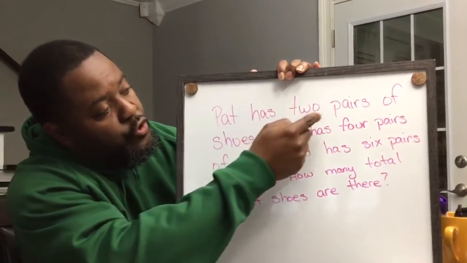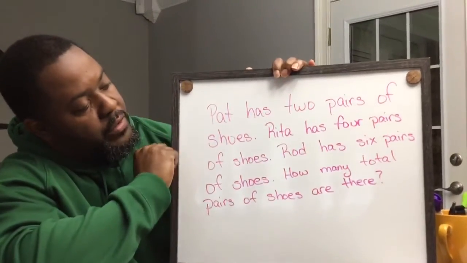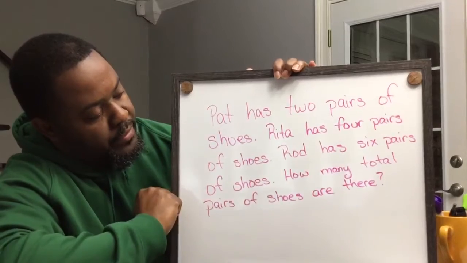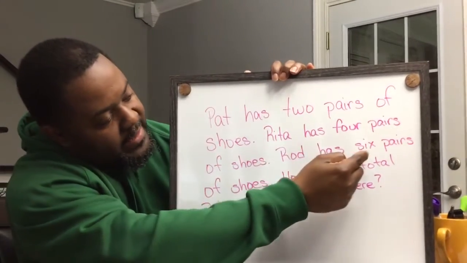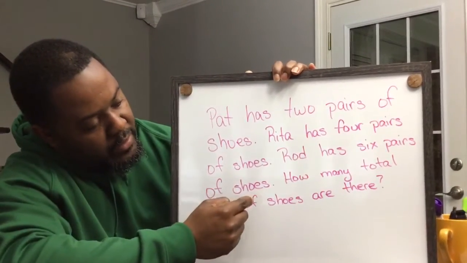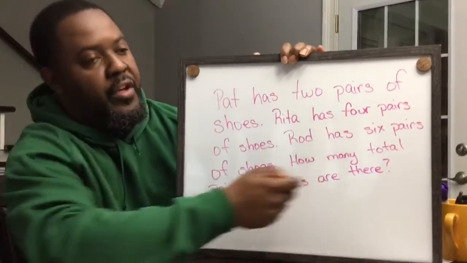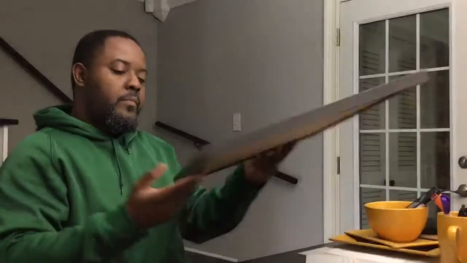Pat has 2 pairs of shoes. Rita has 4 pairs of shoes. Rod has 6 pairs of shoes. How many total pairs of shoes are there? So now, one of the things that we need to realize is we need to figure out what's going on in the story. This story is talking about a bunch of kids that have pairs of shoes.